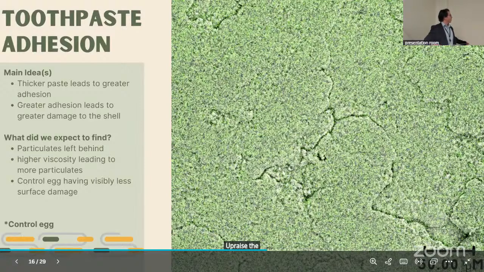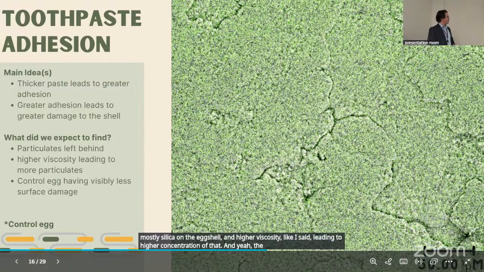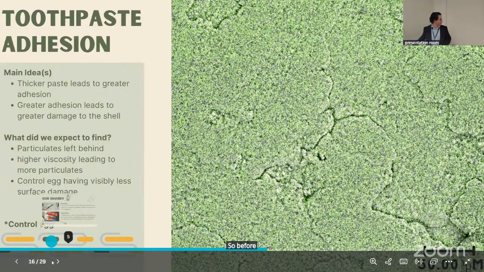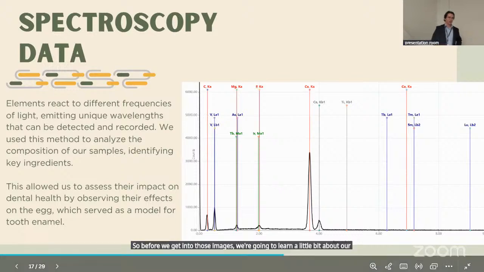So we expected to find certain particulates left behind, mostly silica on the eggshell, and higher viscosity, like I said, leading to higher concentration of that. And yeah, the control egg, we thought it would be useful to capture just so we could compare what it looks like, the control versus when the pastes are applied.